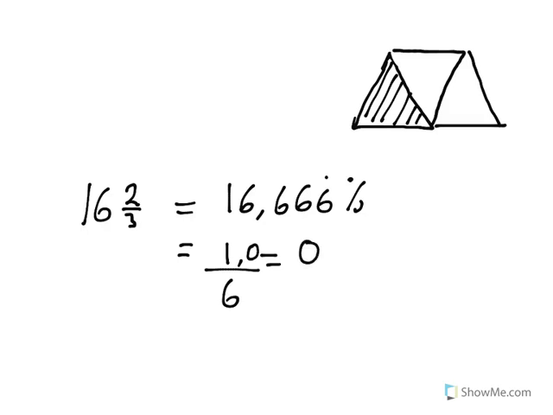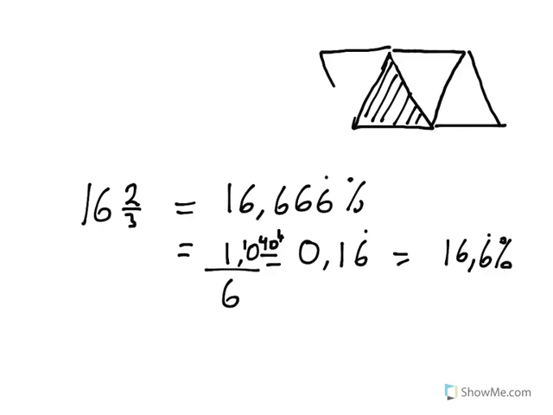6's go into 1 0 times, leaving 1 left over. 6's go into 10 1 time, leaving 4 left over. 6's go into 40 6 times, leaving 4 left over, and now we see that we've got the pattern. So 1/6 is 0.1666, which is the same as 16.666%. Okay? So now we know that they're trying to tell us, okay, if this triangle is 1/6, how could we make a figure that's 1/6?